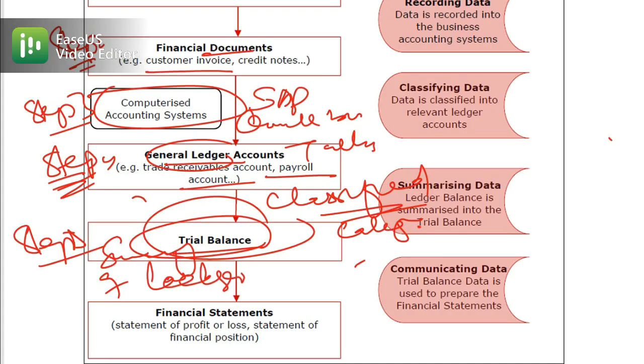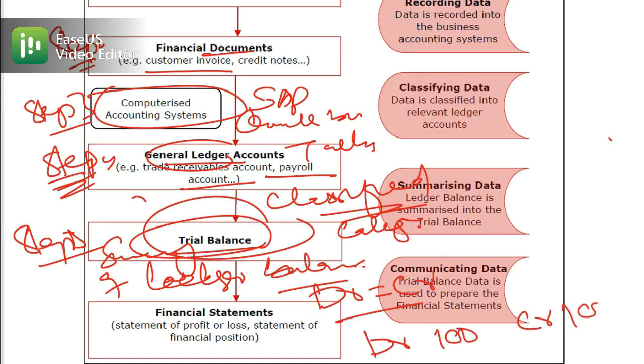So this is used to check if the debit is equal to the credit. For example, if your total debit is, let's say, 100 and your total credit is also 100, this means that the trial balance is correct. So this step ensures accuracy before preparing the final report.